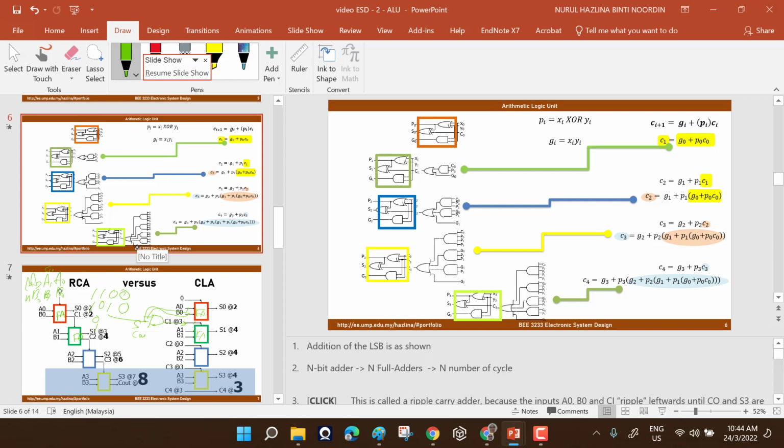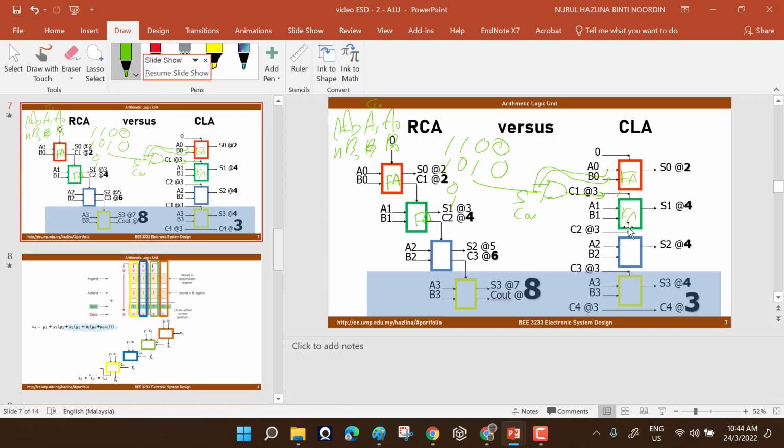If you come to the third stage, it is the same. It will become much bigger because you need to predict what it would be with the combination of these 4 items: A0, A1, B0, B1. Then in the fourth stage, likewise, you have to rely on these 3 combinations: A0, B0, A1, B1, A2, B2, and so on. So that is why the slide tells you that you require fewer cycles because you can do this in parallel.